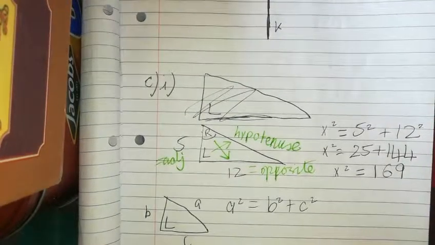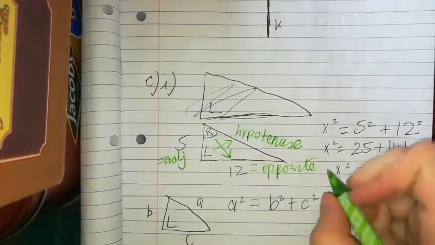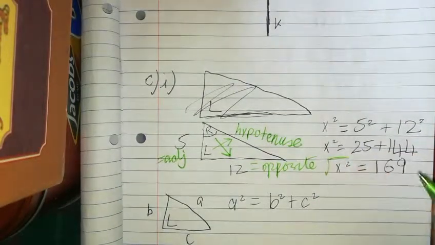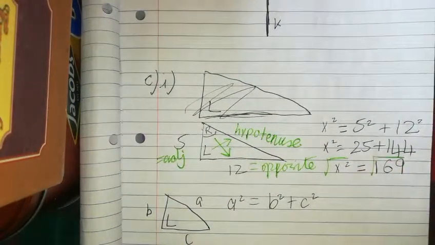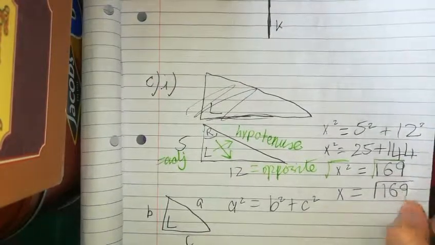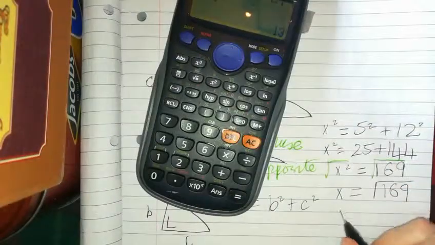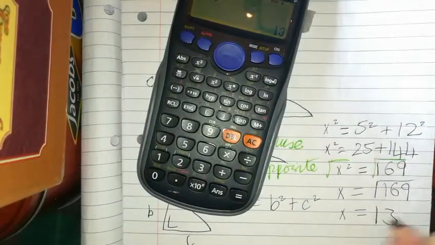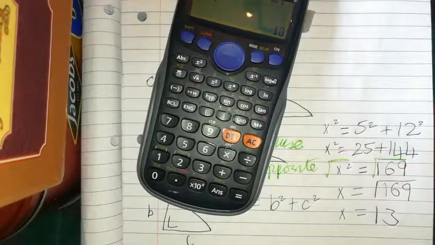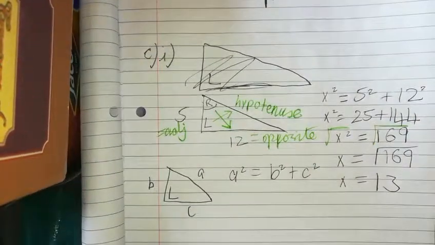If I want to get what x is, I have to get the square root of both sides, because then I'll just be left with x. So x is equal to the square root of 169. The square root of 169 gives x equal to 13. So the hypotenuse of this triangle is equal to 13. And that is our answer for that.